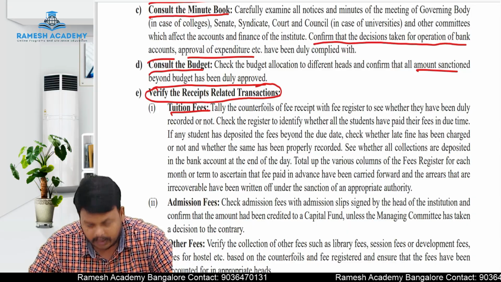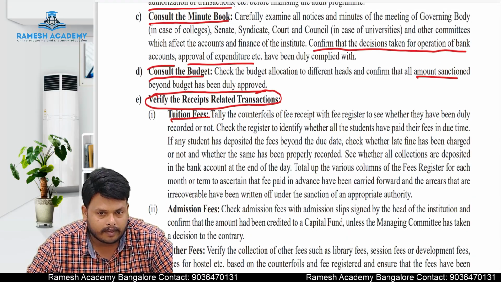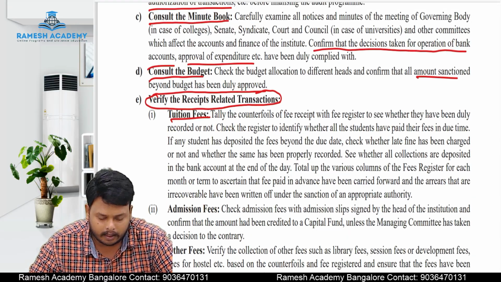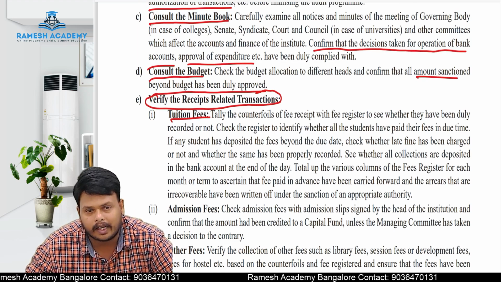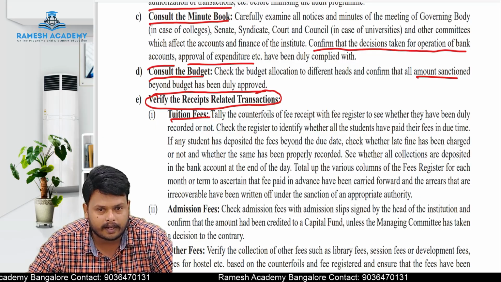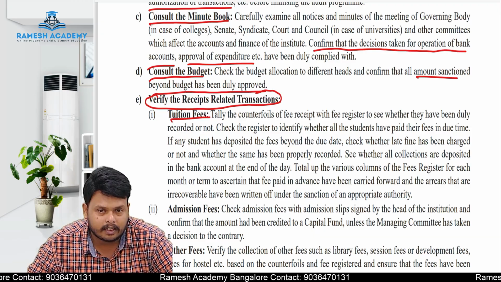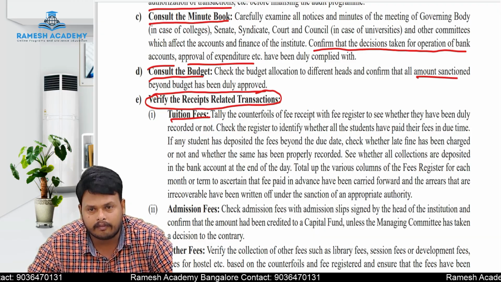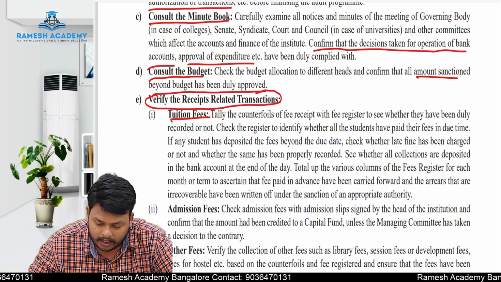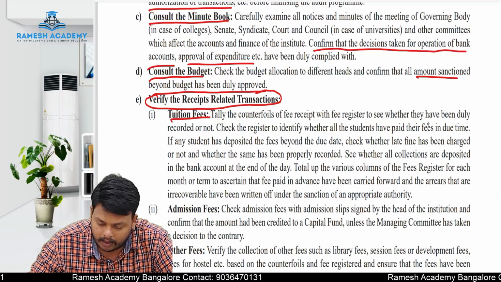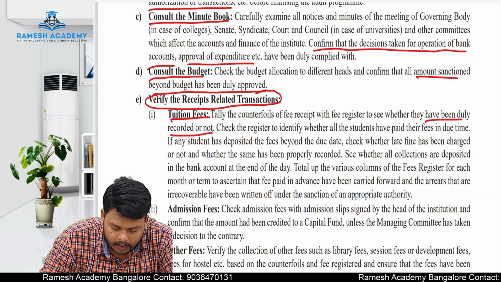So in the case of receipts, the first one is tuition fees. Tuition fees is nothing but college fees, or otherwise we can say some other fees which they conduct in different institutions under different names. The auditor has to take the counter file of the fee receipt and verify it with the fee register, to see whether they have been duly recorded or not, whether this fee register is recorded or not. That the auditor has to verify.